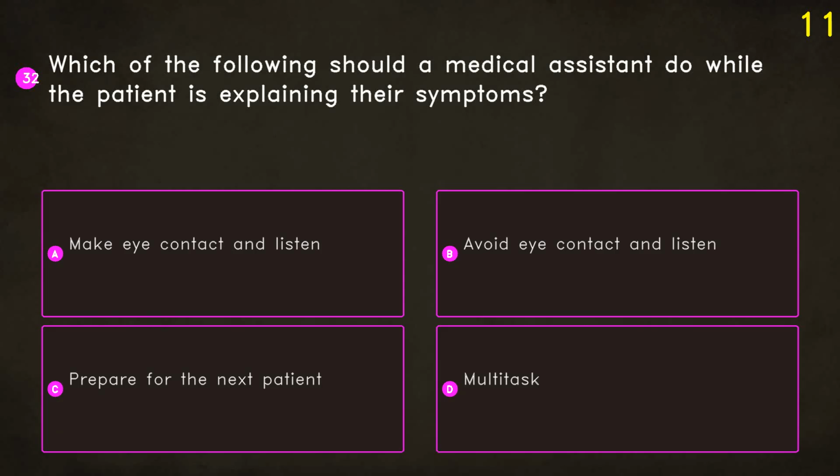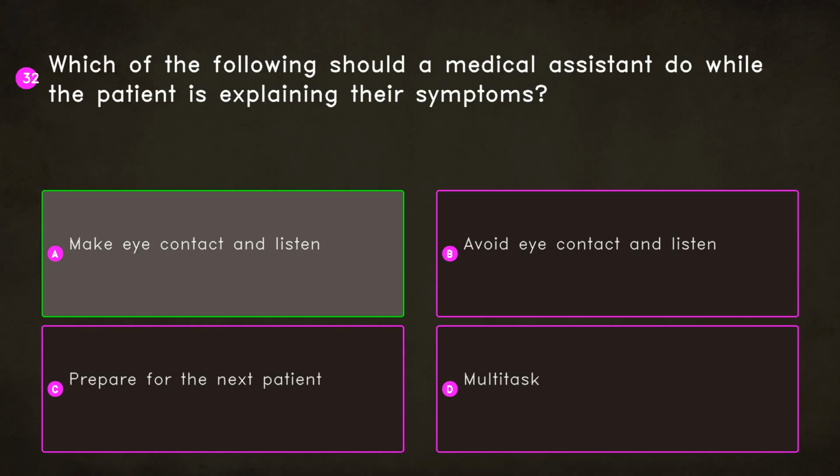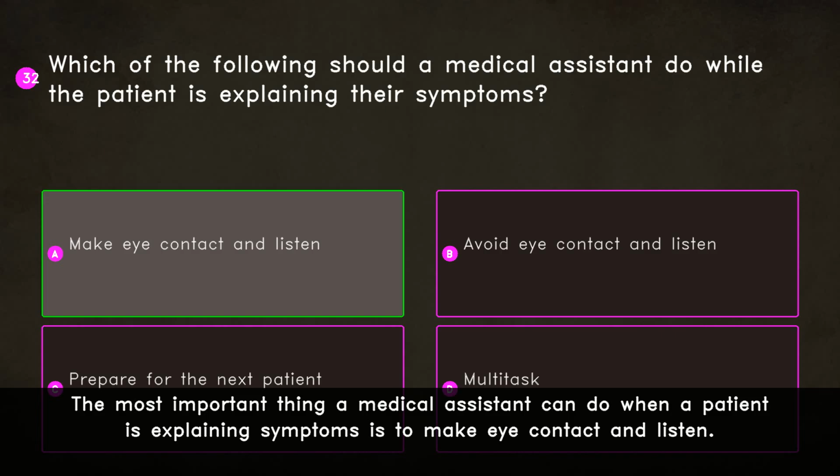Question 32. Which of the following should a medical assistant do while the patient is explaining their symptoms? A. Make eye contact and listen. B. Avoid eye contact and listen. C. Prepare for the next patient. D. Multitask. The correct answer is make eye contact and listen. The most important thing a medical assistant can do when a patient is explaining symptoms is to make eye contact and listen.